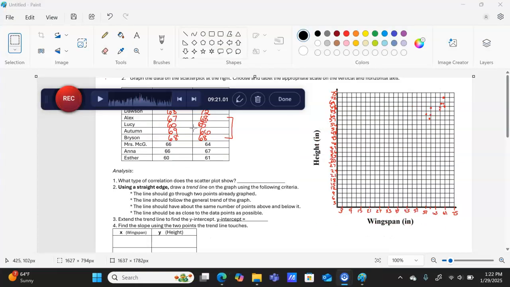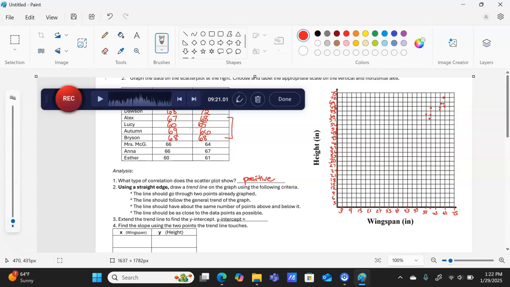So ignore this. This is just my recorder. I needed to take a screenshot because I needed to move over to here where I could get a line tool. Number one, in the analysis section, what type of correlation is showing here? This is a positive correlation. They're roughly going up and to the right.